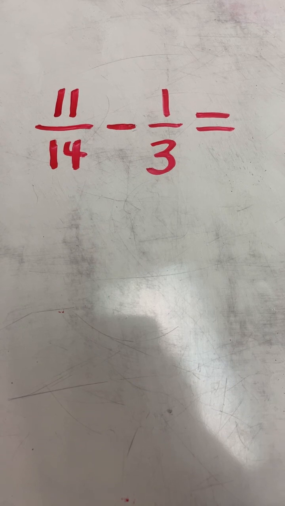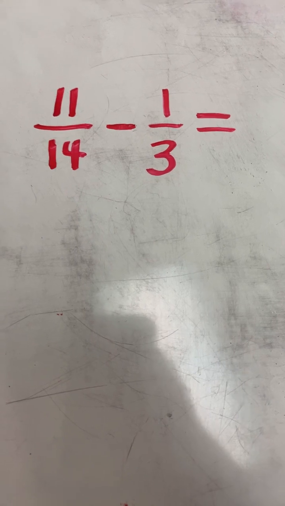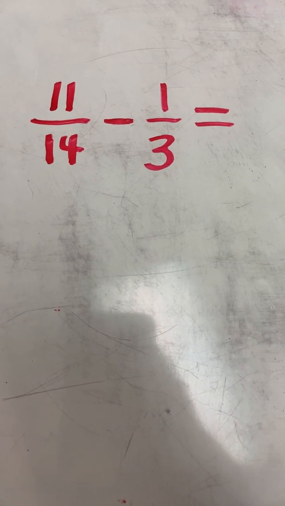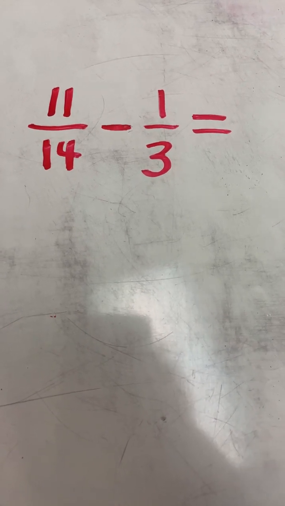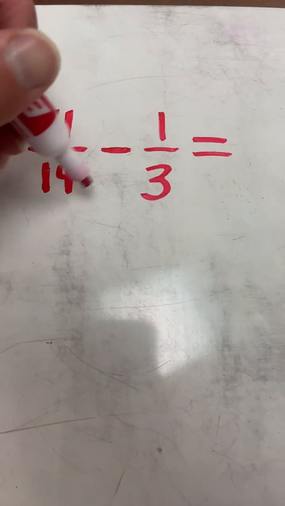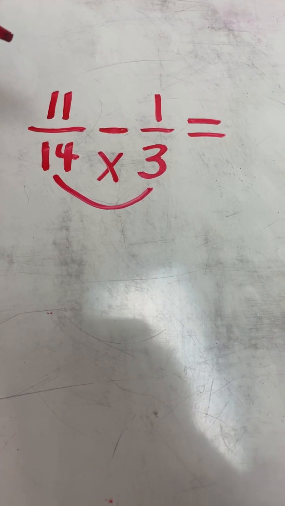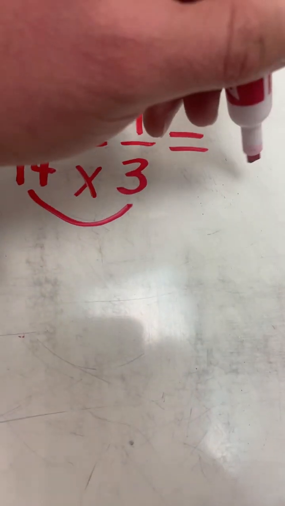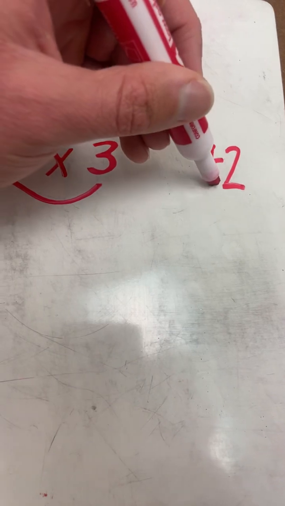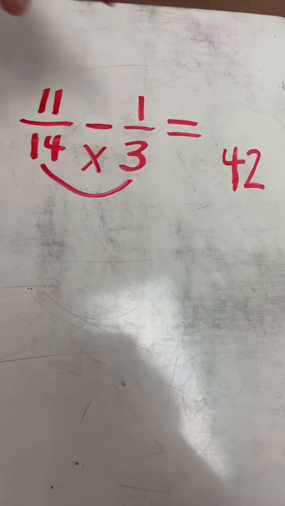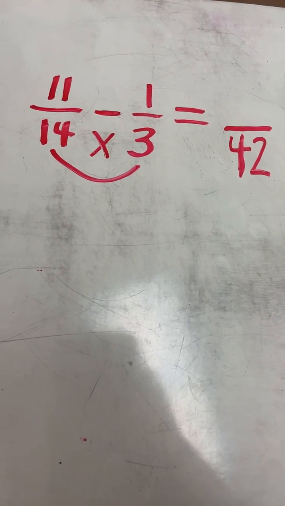As you know, you cannot subtract fractions with unlike denominators until you find a common denominator. So that is our first step. We have to find a common denominator, and one way of doing that is to multiply our two separate denominators. So we are going to multiply 14 times 3. 14 times 3 equals 42. So 42 is going to be our common denominator.